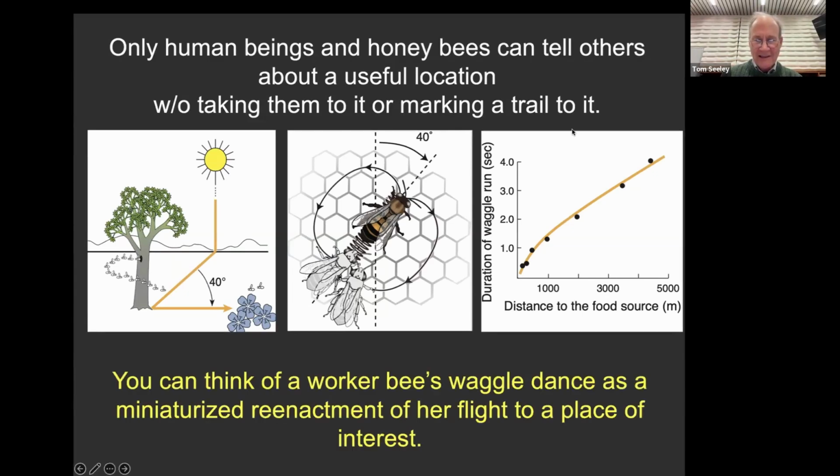And as I mentioned earlier, you can think of a worker bee's waggle dance as a miniaturized reenactment of her flight to a place of interest. It can be a water source, it can be a nectar source, it can be a pollen source, it can even be a resin source. But whatever the target is, she uses this same dance to indicate the location. And as I say, it's a miniaturized reenactment in the sense that she adopts the angle that matches the angle of her flight, and she adjusts the duration of the waggle in correspondence with the distance to the target.